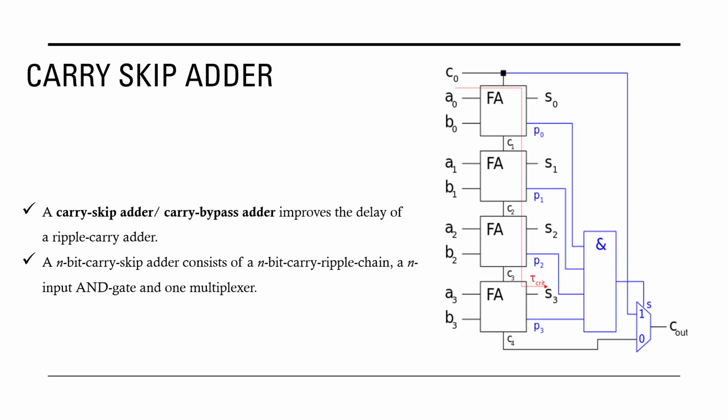The carry skip adder is also called a carry bypass adder. The idea is very simple and very powerful. Instead of letting the carry ripple through every single bit, we skip certain groups of bits whenever possible. By allowing the carry to bypass sections of the adder, we reduce the overall delay and achieve better performance compared to the ripple carry adder or carry look ahead adder. Now let us see the operation of a carry skip adder.